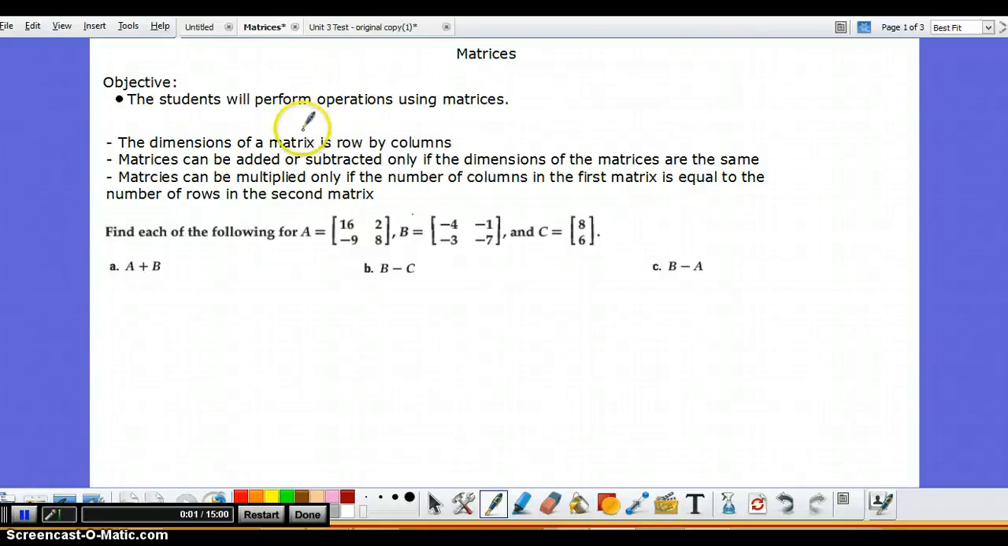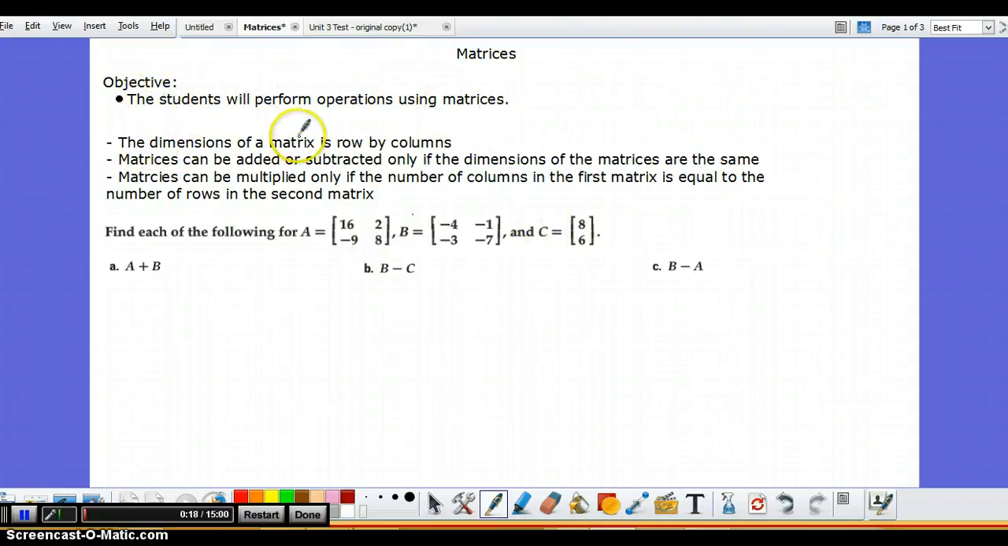Alright, this is an introduction to what you guys are going to be doing on Monday and Tuesday of next week. We're going to be dealing with what we call matrices. They look like this right here. Everything can be done in the calculator. I'm going to show you guys how to do it in the calculator. So students will perform operations using matrices.